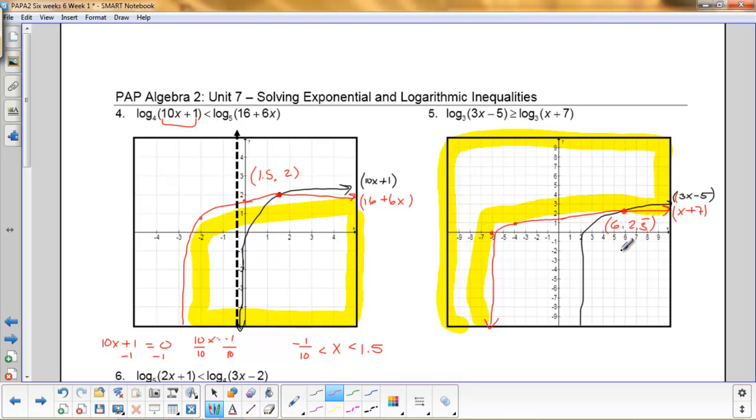All right, and then we're going to determine when the black line is above the red line. This time, the black line is above the red line when x is greater than or equal to 6. Now, because we are going to the right, there is no asymptote on the x values to the right on this particular graph, so we do not need to include the restriction that we included in question number 4.